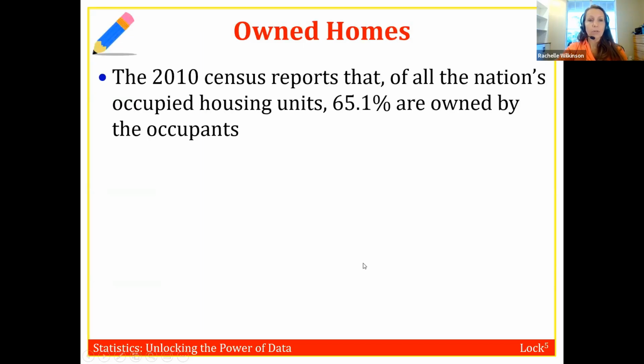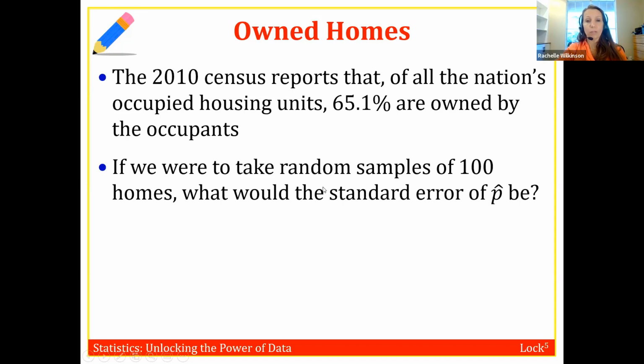So here's one example. The 2010 census reports that of all the nation's occupied housing units, 65.1% are owned by the occupants. So if we were to take random samples of 100 homes, what would be the standard error of p hat?